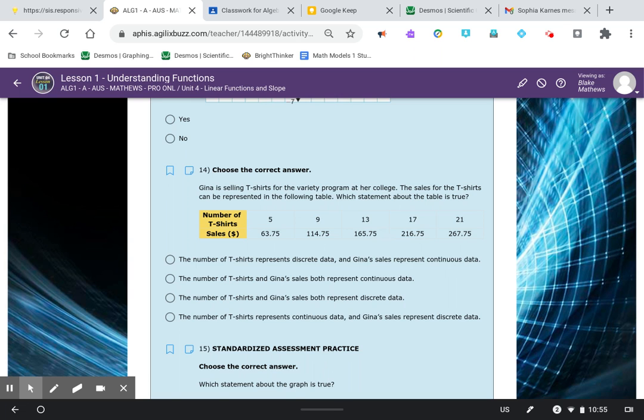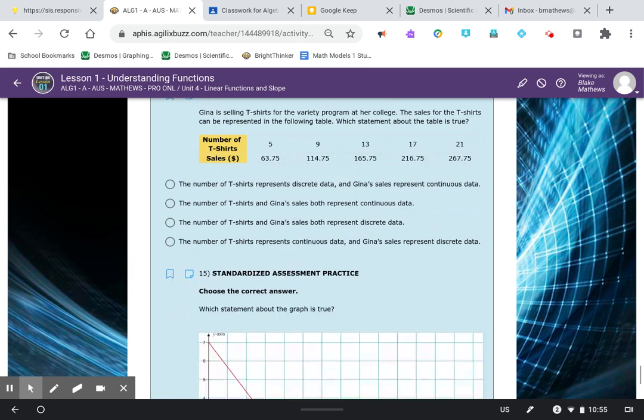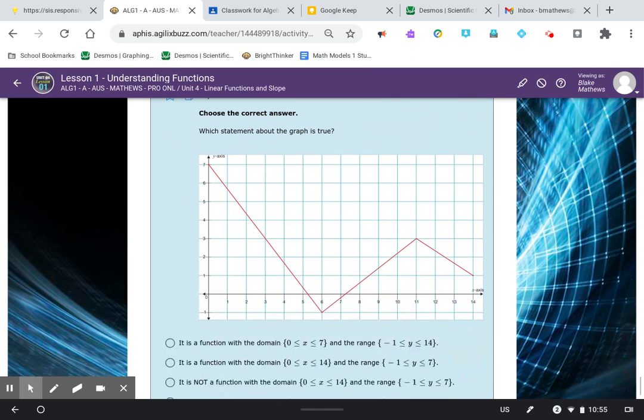So just think about this situation. Is this individual values, or is it a continuous set of numbers? Can you sell parts of t-shirts in between each numbered shirt, 5, 6, 7, 8, 9, and so on? Can you sell half a shirt, 3/4 of a shirt? You guys will be able to figure that one out.